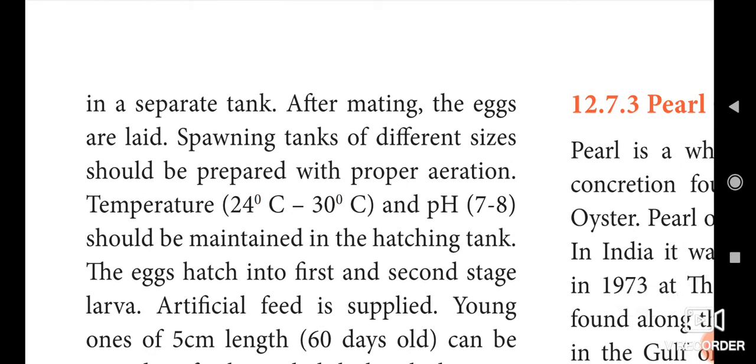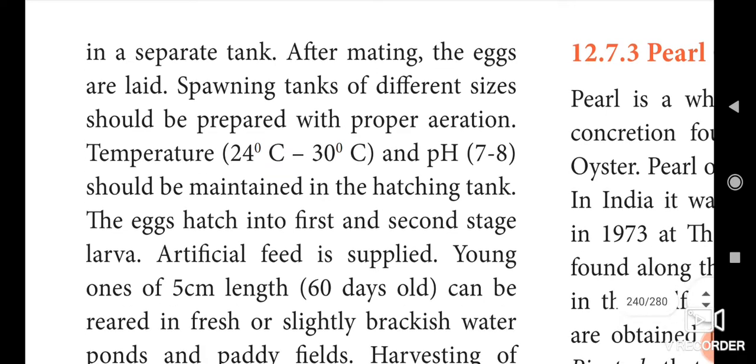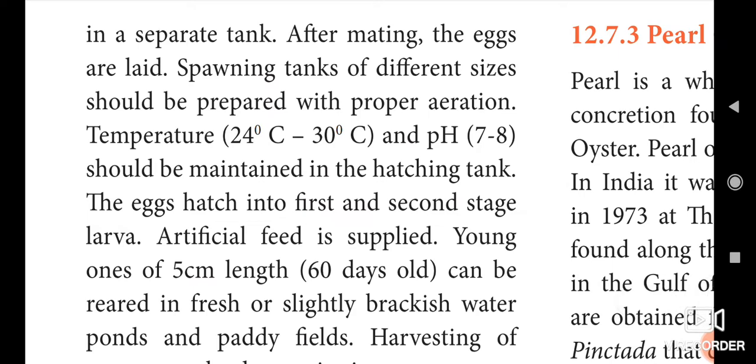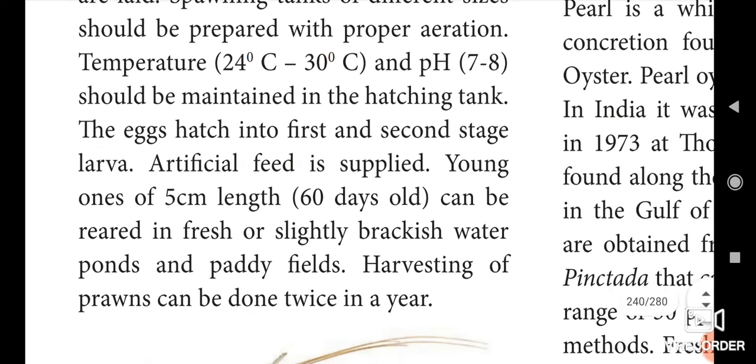Then spawning tanks of different sizes should be prepared with proper aeration. Here the temperature should be maintained at 24 degrees Celsius to 30 degrees Celsius. Okay, and a pH range of 7 to 8 should be maintained in the hatching tank. Here the eggs hatch into first and second stage larvae. The artificial feed is supplied.